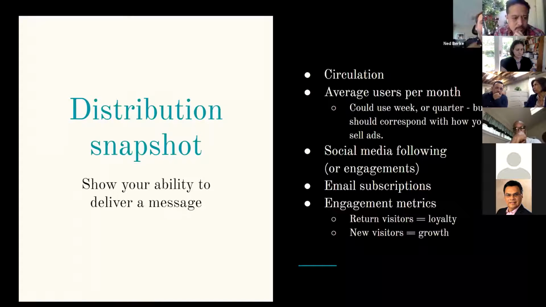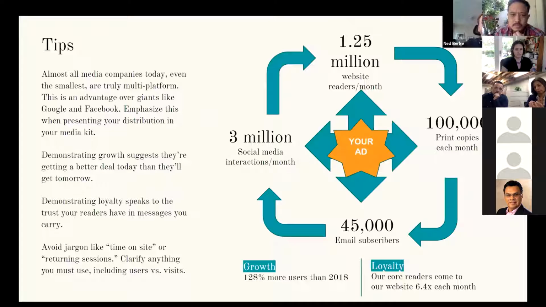It's really difficult for me here on this webinar to dictate what metrics you should use, because I know from the participant list that we have a variety of modes of publishers, from audio to video to online only to print. And these things all have different metrics that correspond. But basically, you want to be telling all the different ways you can reach people. My tip here is that even the smallest media companies today are all multi-platform, and it is an advantage over giants like Google and Facebook.